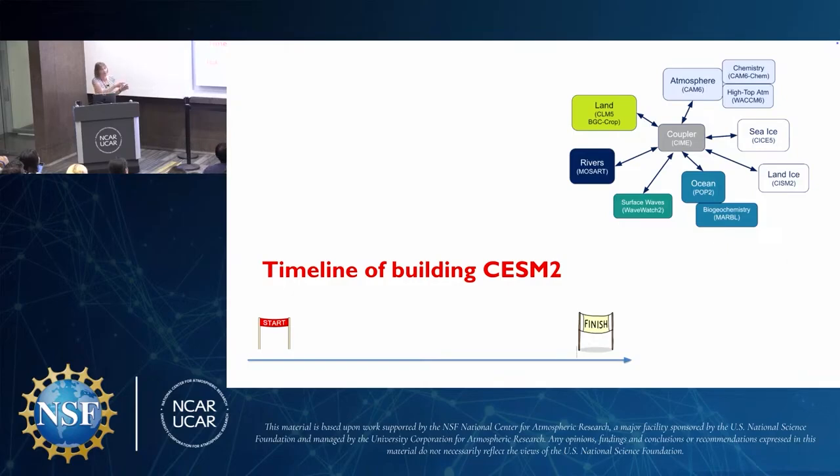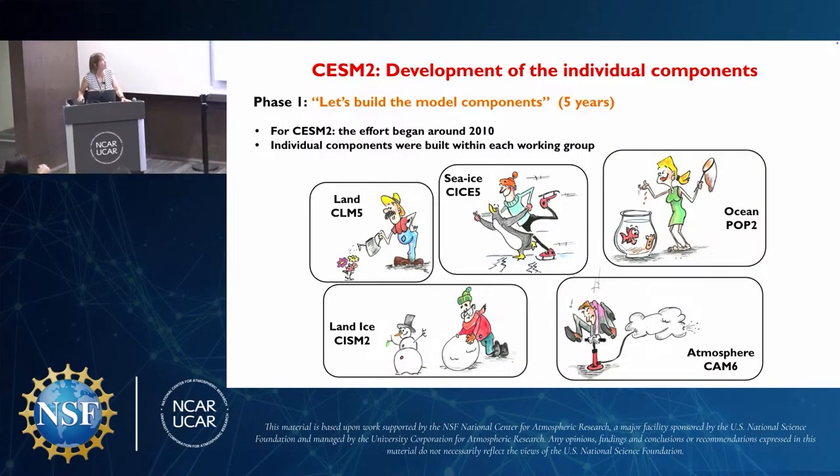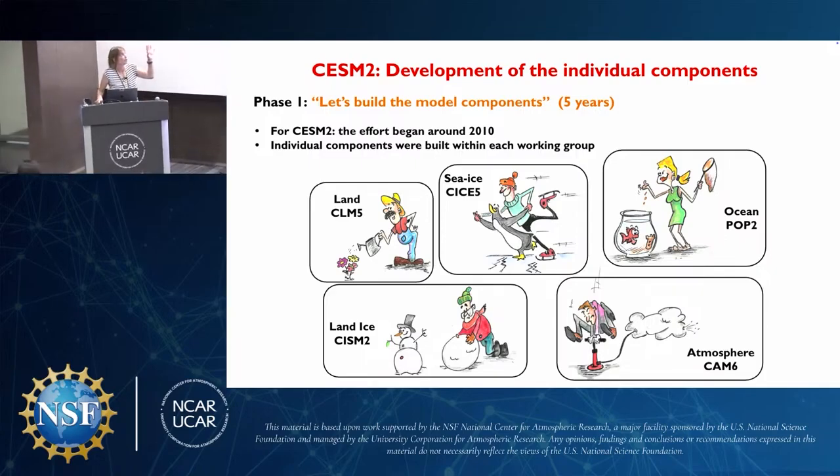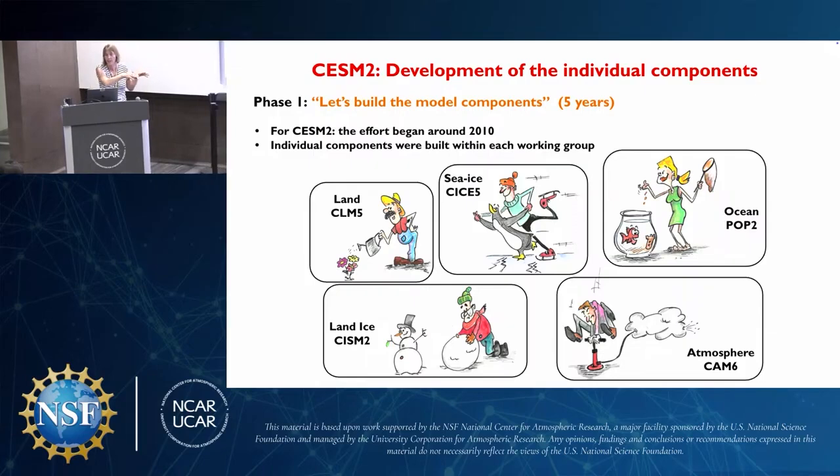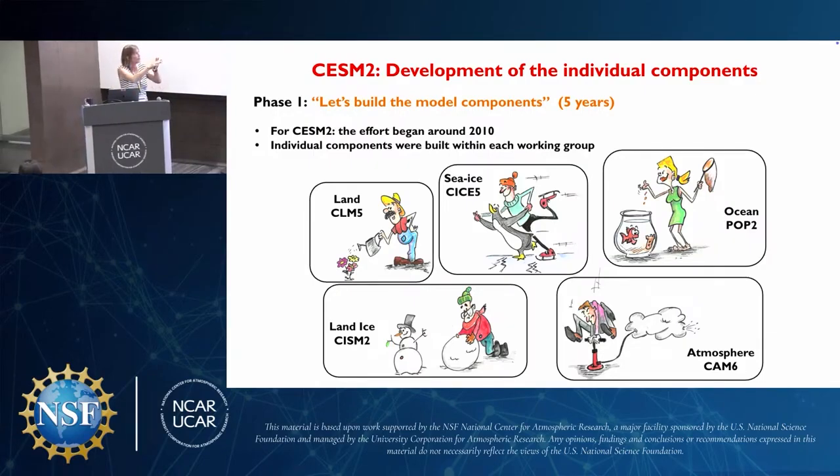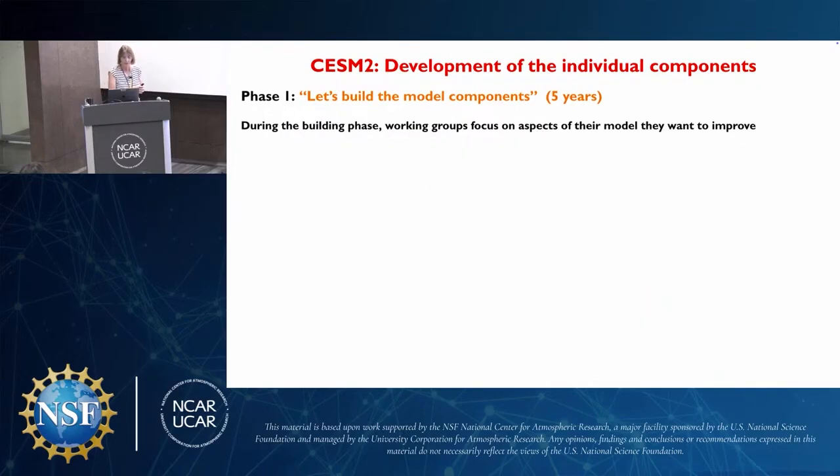You saw this morning, this is CSM, it has a lot of components talking to each other through a coupler. And I'm going to talk about the timeline, how long it takes to build a model like this. For CSM2, we started to build this model in 2010. And every working group was working on their component. The land, the ice, everybody, and for about 5 years, every working group was working to improve the component.